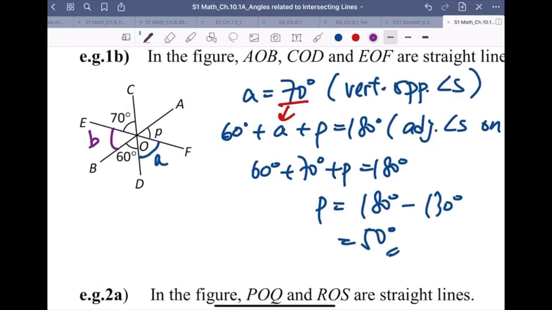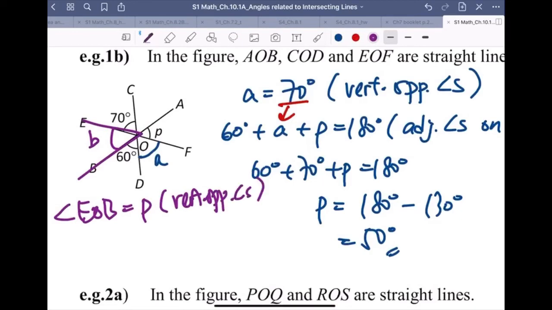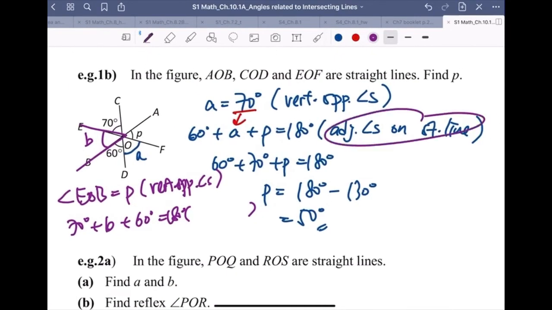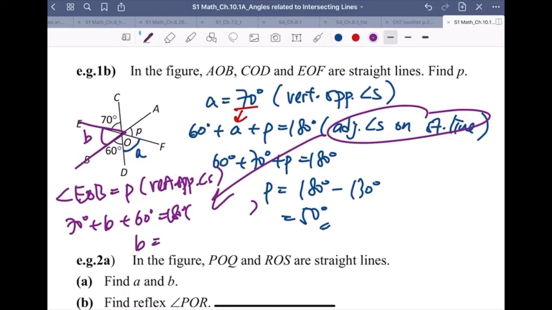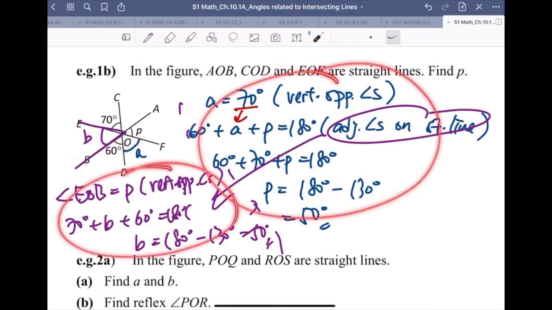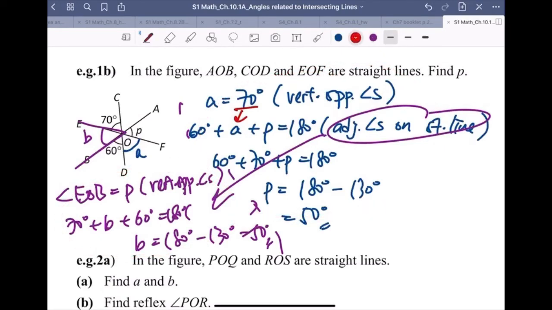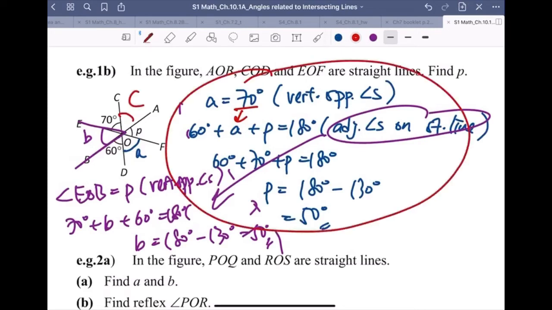I use this one like B, or you can use the full name of the angle. So angle DOB equal to P, vertically opposite angles, and then we consider straight line CD. That means these three angles add together: 70 plus P plus 60 equal to 180. The reason is again adjacent angles on a straight line, and then P equal to 180 minus 130 equal to 50. So actually there are two ways to do it. This is the first way, this is the second way. Of course, we can use the last way, which is finding this angle. Just one is enough.